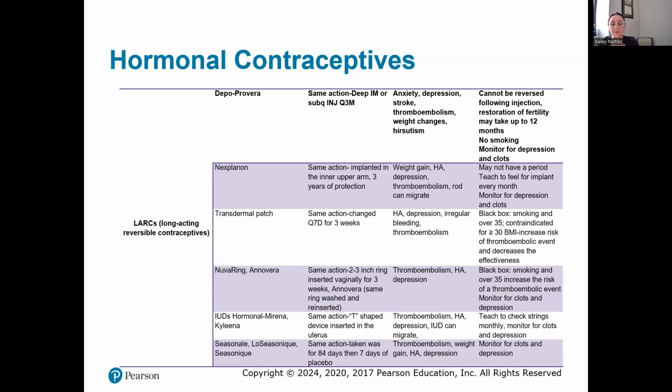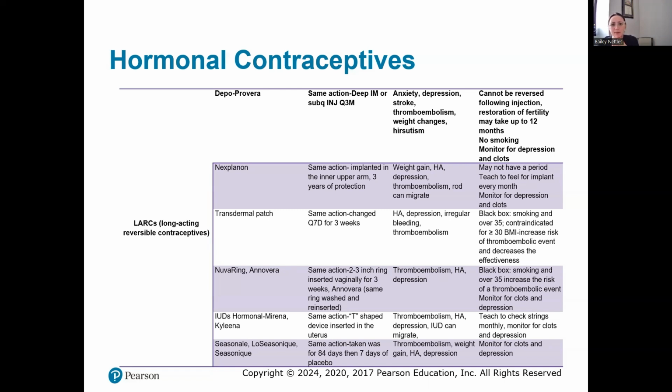Okay. The Nexplanon is a little implant, usually on the upper inner arm. It can provide 3 years of protection. It can again cause weight gain, headache, depression, thromboembolism, and the rod can migrate. Okay, I worked in interventional radiology, and we had to take these out when they couldn't take them out in office. Okay, so when it had moved somewhere else and they couldn't find it, and we had to go get it.